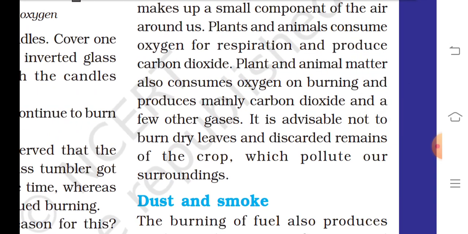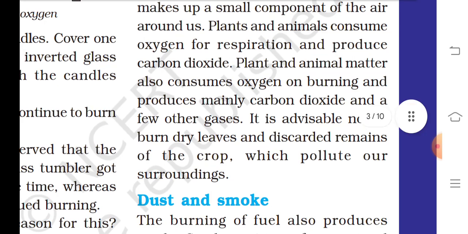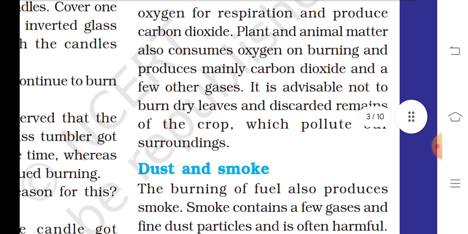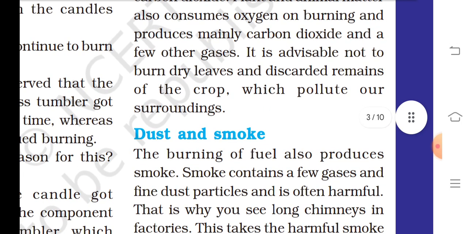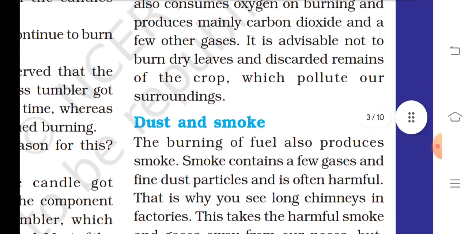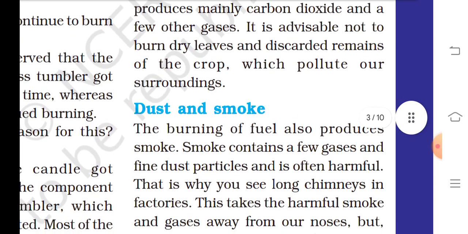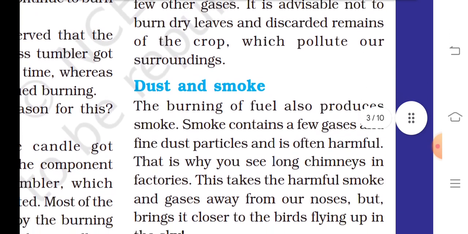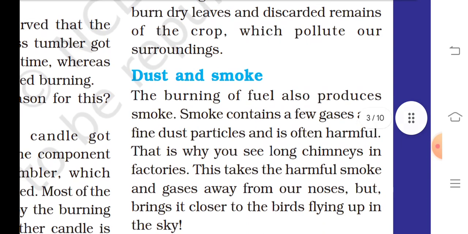Plants and animals consume oxygen for respiration and produce carbon dioxide. Plant and animal matter also consume oxygen on burning and produce mainly carbon dioxide and a few other gases. It is advisable not to burn dry leaves and crop residue, which pollute our surroundings.